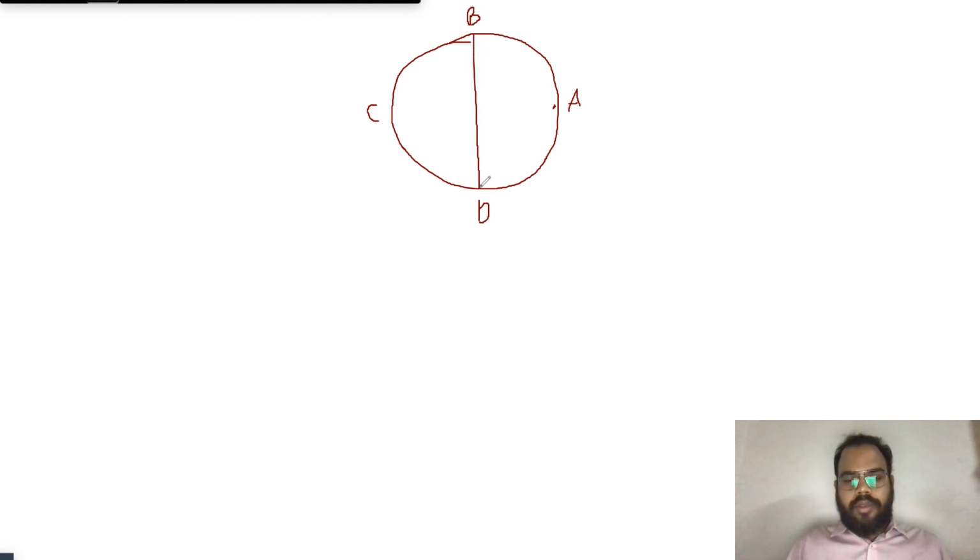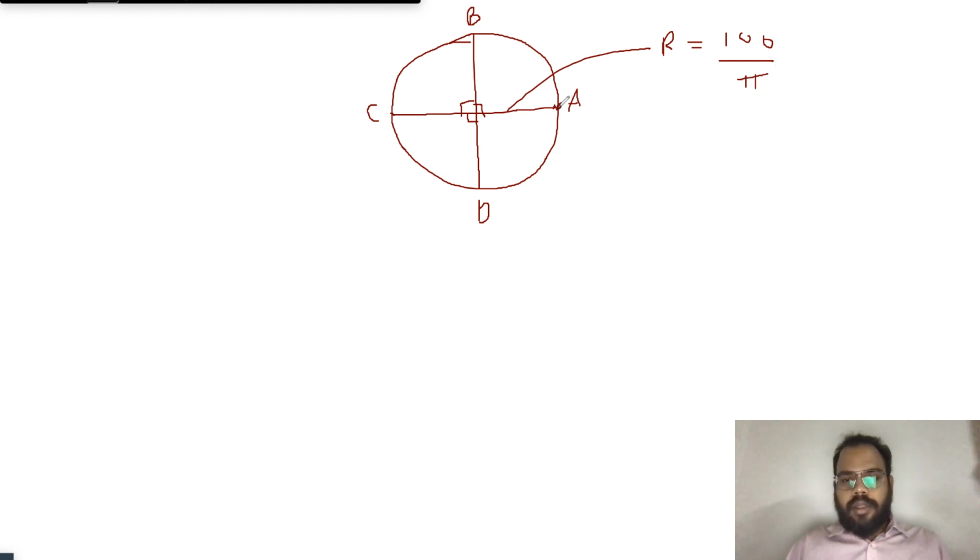Now all the points are at the quarter end points. That means the angle between both lines is 90 degrees. So the angle between A and B is 90 degrees. And the radius of the circle is given to you as 100 upon pi. So the radius of the circle is given to us as 100 upon pi.